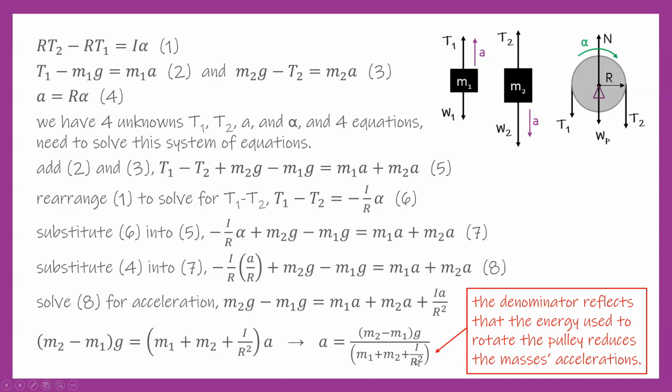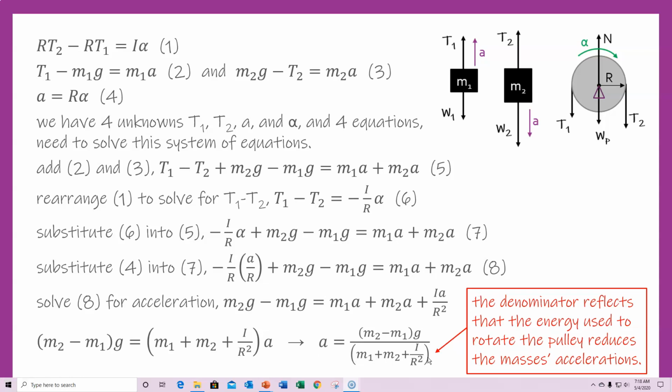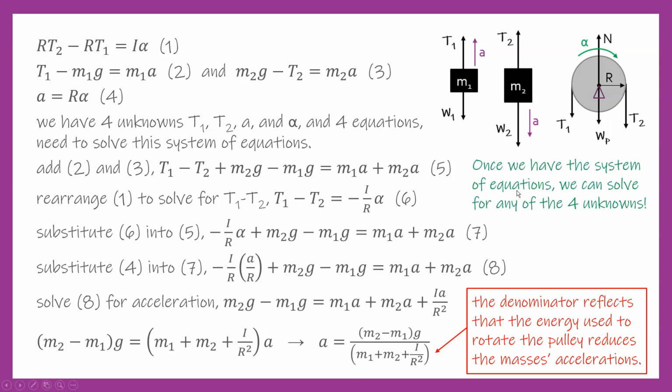And conceptually, this is important. It takes energy to rotate an object, and that takes energy away from its translational motion. So when something is rotating and moving translationally at the same time, it will move more slowly than when it's just moving translationally without rotating. And a final note, once we have this system of four equations, we can solve for any of these unknowns. In this problem, we were asked to find acceleration, but we could have found T1, T2, or angular acceleration.